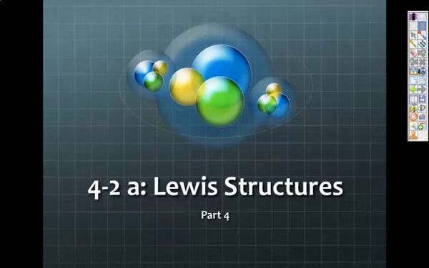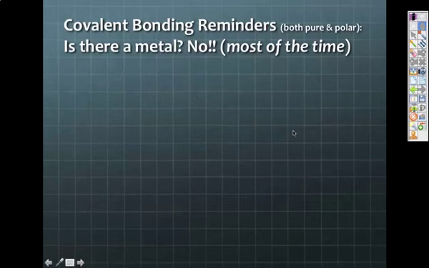Where maximum 2 dots per side, but this time we're dealing with covalent compounds. So we're not giving up or taking electrons, we are sharing electrons. So first of all, let's remind ourselves a little bit about covalent bonding, both pure and polar.